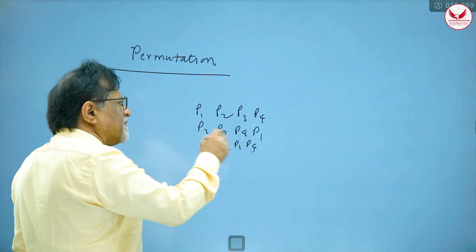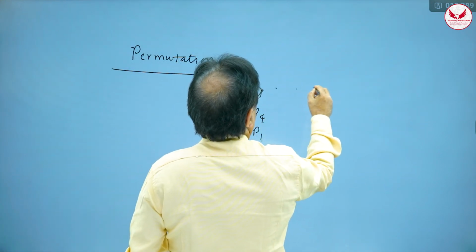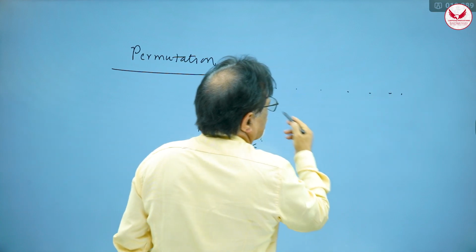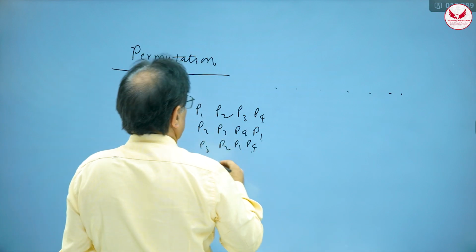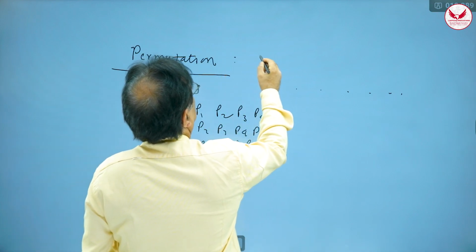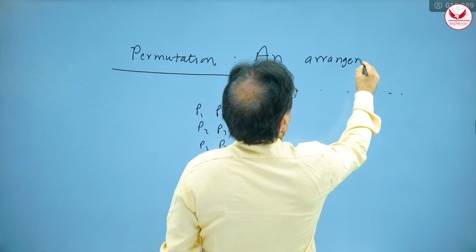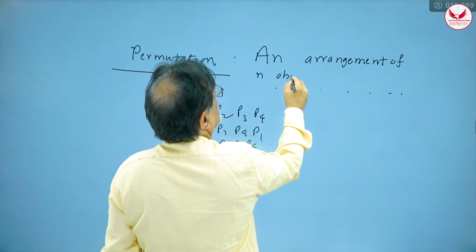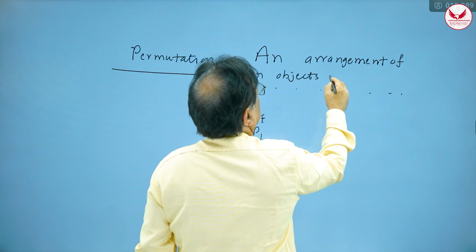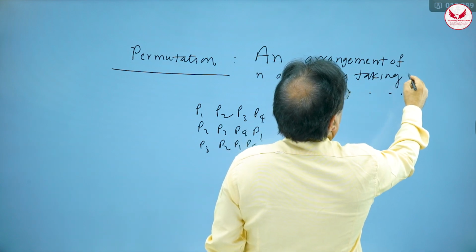So whenever we are arranging certain objects in a straight line like this, this arrangement is called permutation. So we can define permutation like this: an arrangement of n objects by taking r at a time.